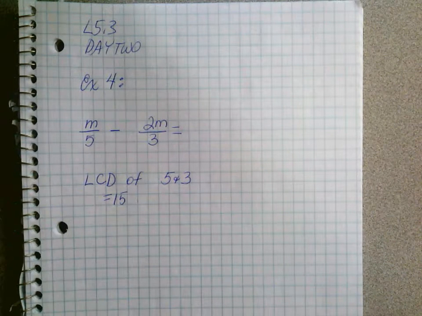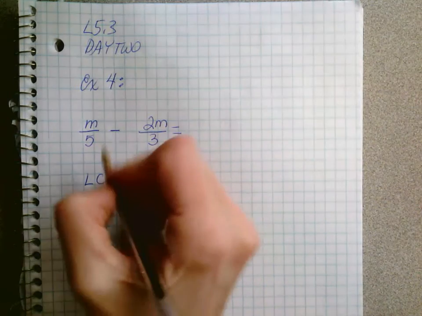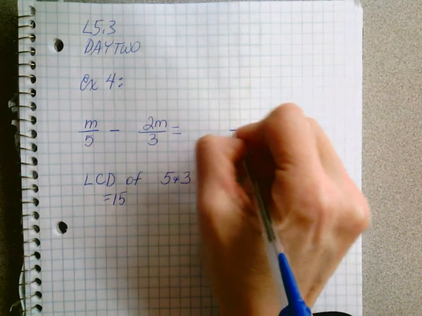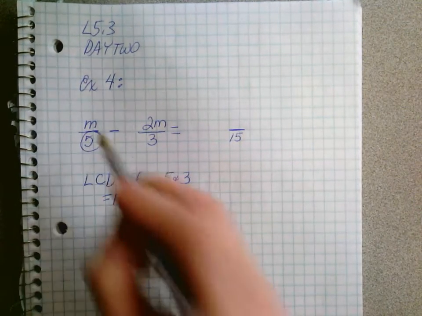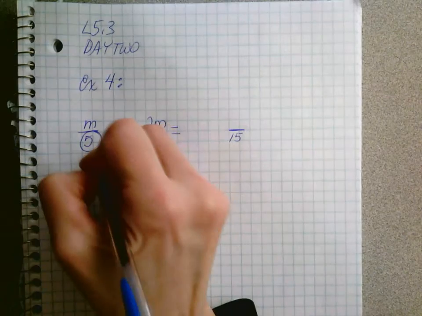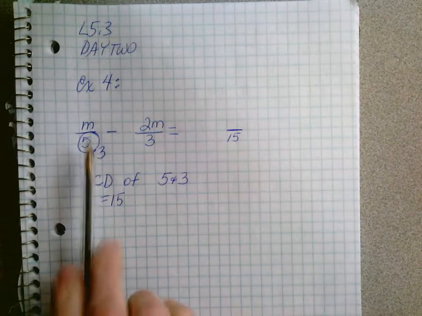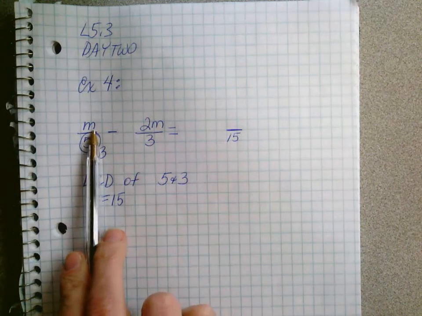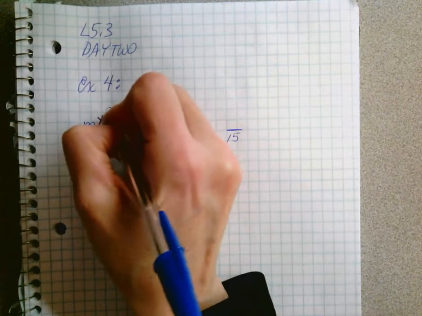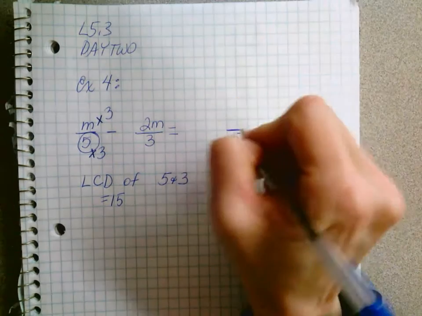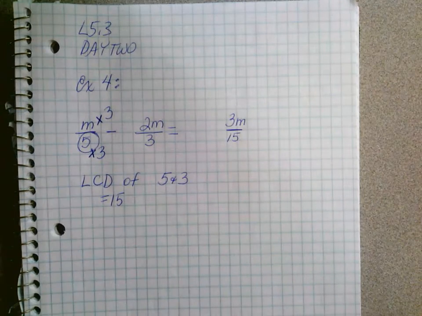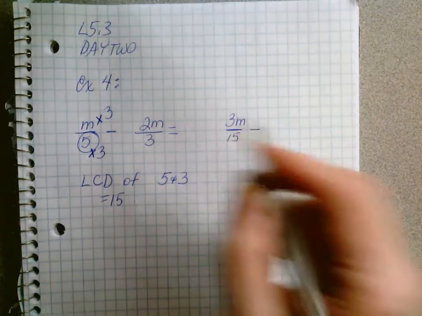Okay. To convert m over 5 to 15ths, what must we multiply 5 by to get to 15? So if you multiply 5 by 3, what must you do with the numerator? Also multiply it by 3. 3 times m is 3m. Okay?